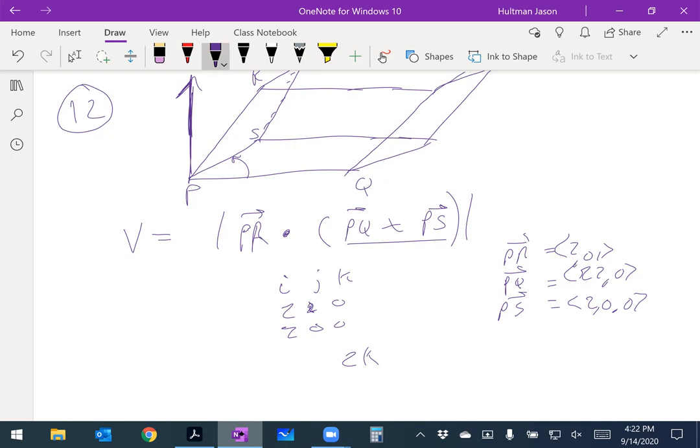So that's the cross product, and then you're going to dot that with PR. Well, PR is 201. We'll say that this is 002, and dot that with 201, right? So that's going to give me 002. Actually, it's not. It's going to be negative 4. Sorry.